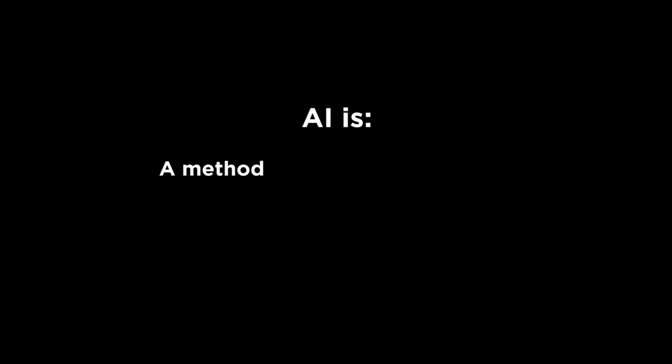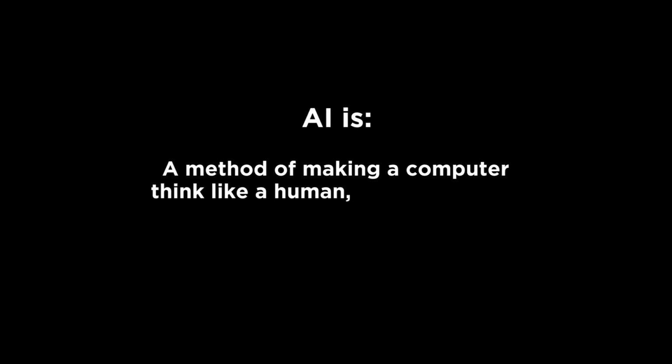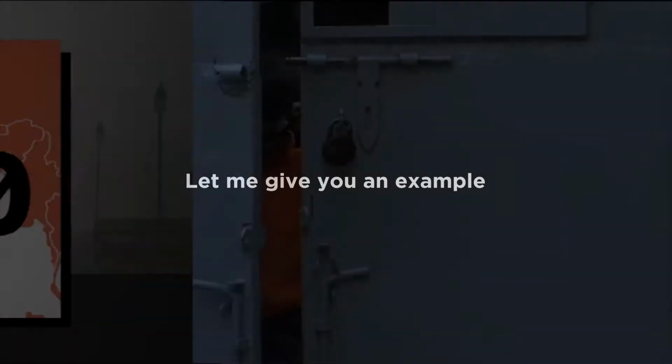Artificial intelligence is a method of making a computer think like a human. It's that simple. If you've heard about AI, then you may have heard about the terms deep learning and machine learning, which in fact are applications of artificial intelligence. Okay, that's enough theory. Let me help you understand how AI is useful through an example.